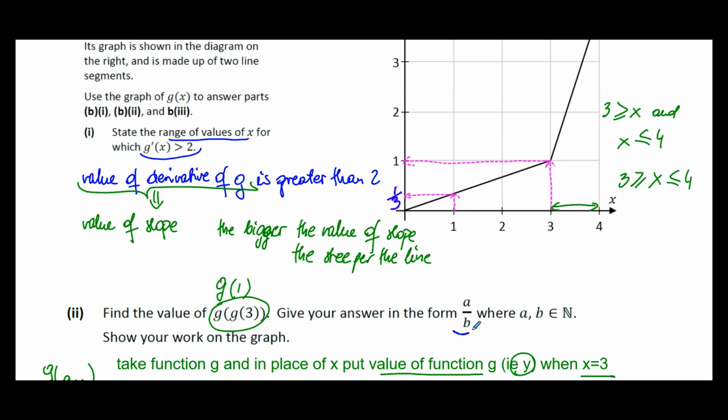Then give your answer in the form of a fraction, 1/3, where a and b belong to N, meaning natural numbers. And then show your work on the graph. That's what those lines are. First I take x, 3, then find the corresponding value of y, and that value of y goes again in place of x, and then I'm finding the value of y again. Okay? So that's what I'm saying.